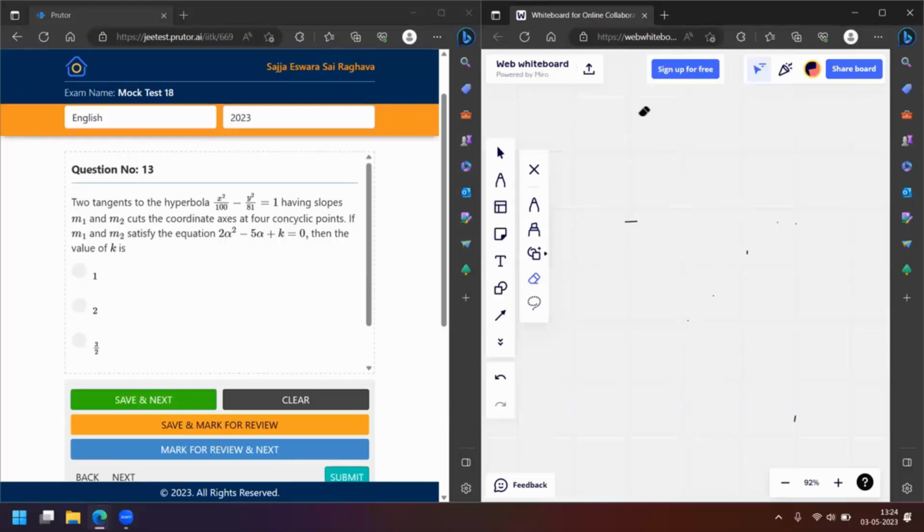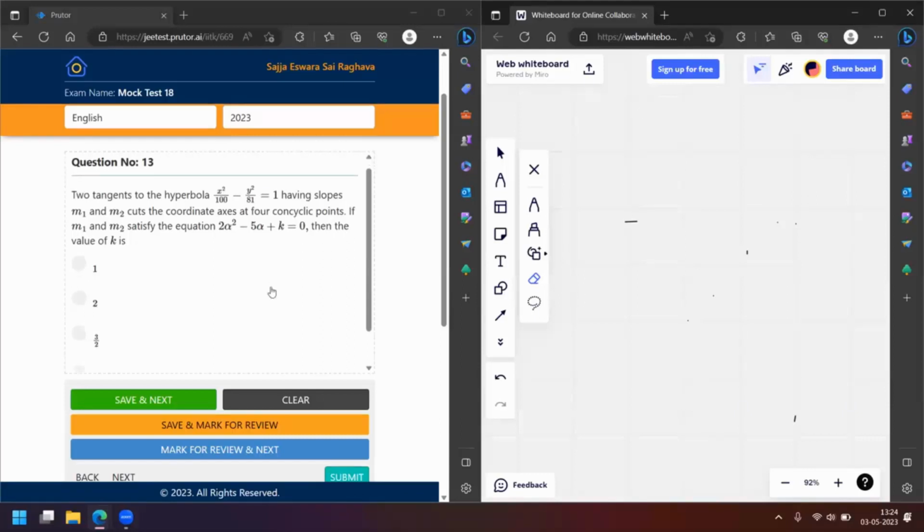So if you want to check whether 2 points are 4 points or points, it will take so much time. So we will skip this question for now.